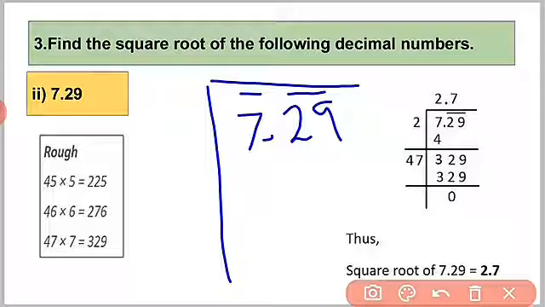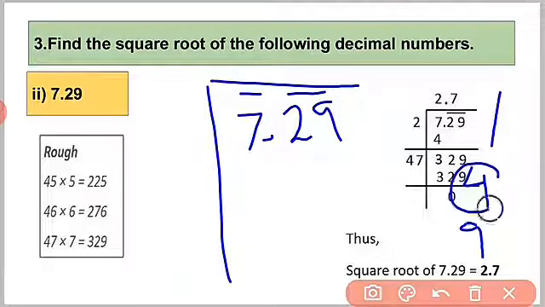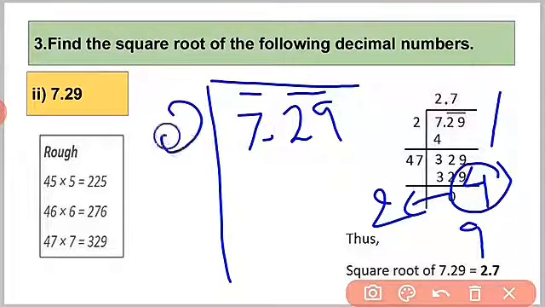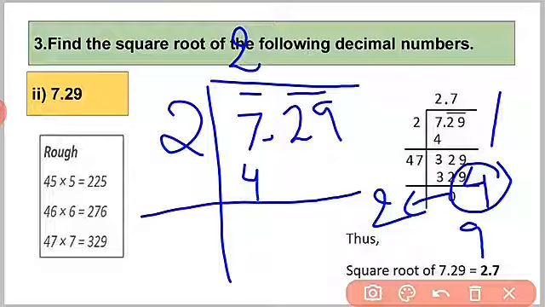So the first step is to write a square number which is less than 7. So we know the square numbers. The first square number is 1, the second is 4, and the third is 9. 9 is greater than 7, so we will choose 4, and 4 is the square of 2. So the divisor is 2 and the quotient is 2, so 2 multiplied by 2 is 4. Now what will be the remainder? The remainder is 3. Now write down 29 as it is.